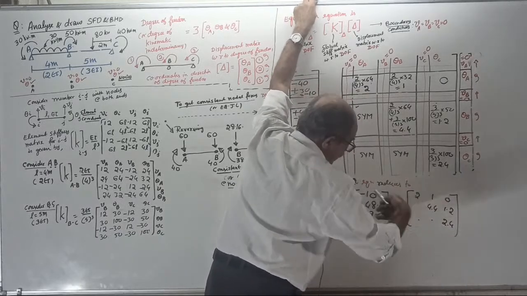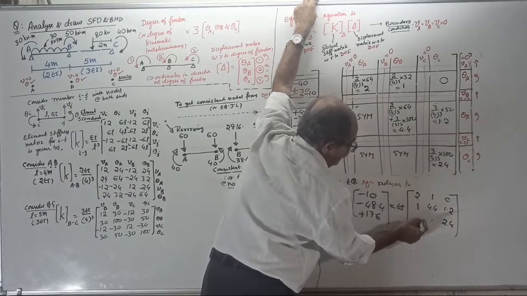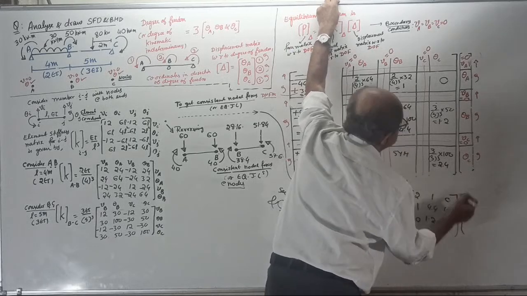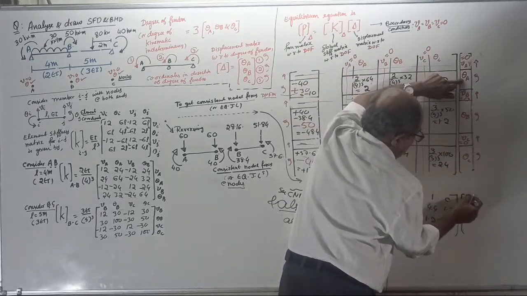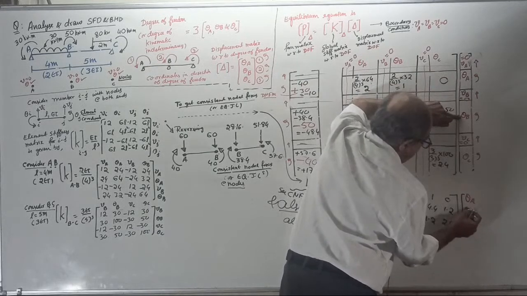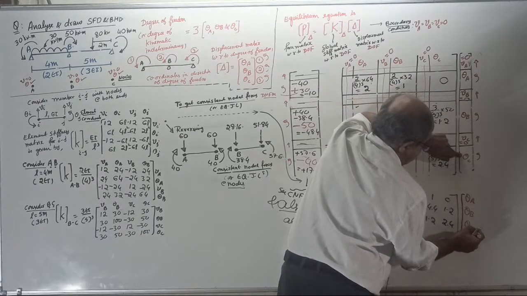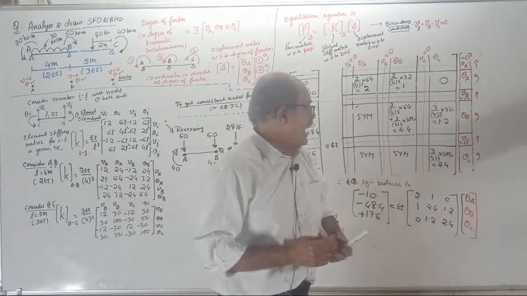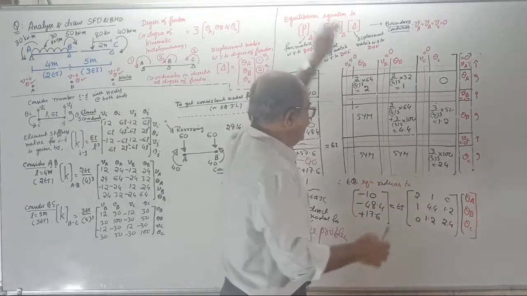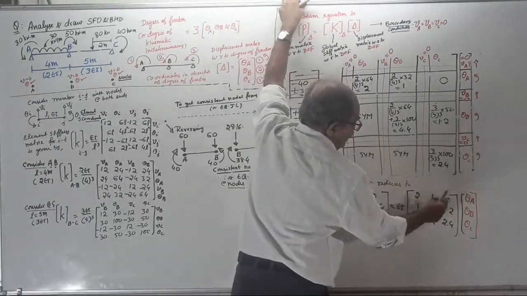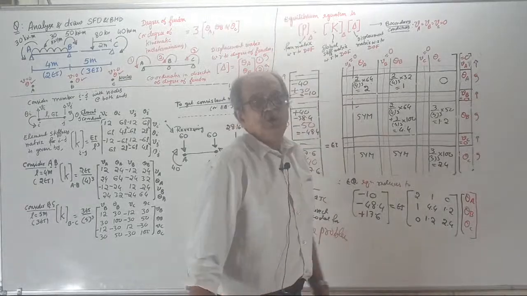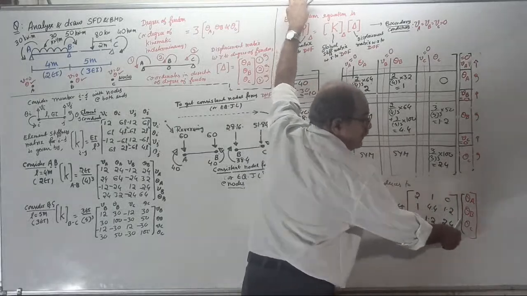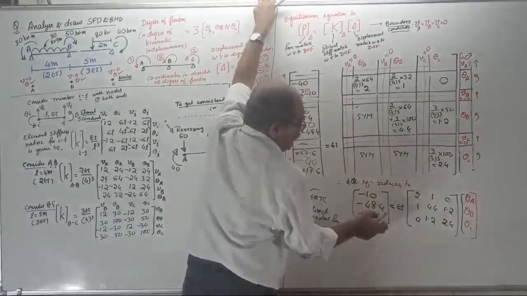Symmetrical, see. Here 1. Here 0. Here 1.2. Into theta A, theta B, and theta C. Now take your calculator and solve the simultaneous equations. Go to equation mode, 3 by 3. Enter these values there. Right side constant, enter this value.